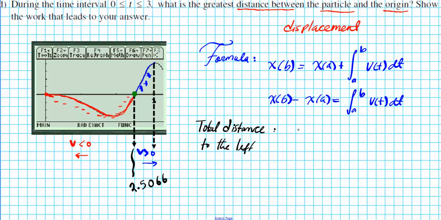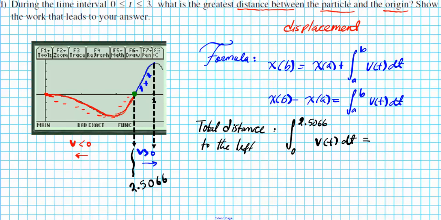That's basically going to be the integral from 0 to this point where it changes direction, because after that it is going to the right. So to 2.5066 of your velocity. We don't care about adding absolute value signs here because this entire interval is negative anyway. There's no sign change. And we're also looking at just the distance traveled.